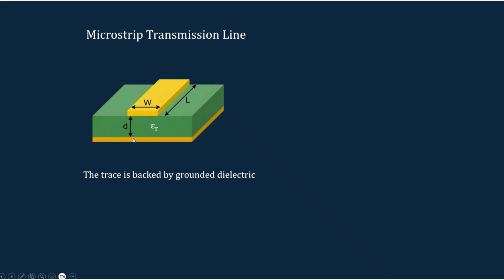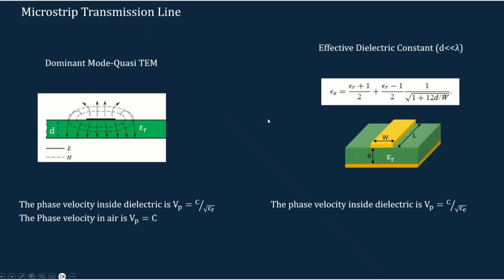These yellow regions represent the metal. It has a trace made of metal, backed by a grounded dielectric. This dielectric has a thickness d, W is the width of the trace, and epsilon R is the dielectric permittivity. L is the length of this microstrip line. The main mode of electromagnetic wave propagation in a microstrip transmission line is Quasi TEM.